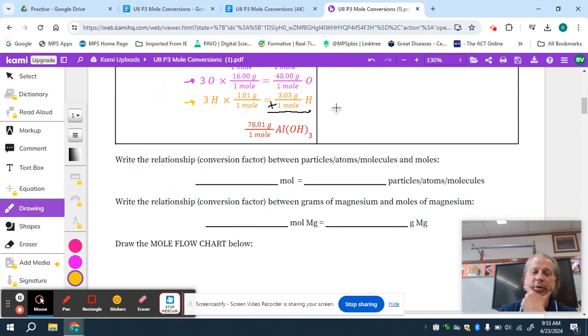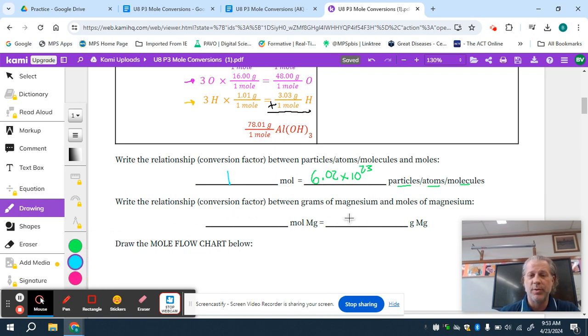The other thing that we need to remember and think about is the relationships or conversion factors between atoms, particles, and moles. And so what we need to remember here is that 1 mole of anything is going to be equal to 6.02 times 10 to the 23rd particles, atoms, or molecules.